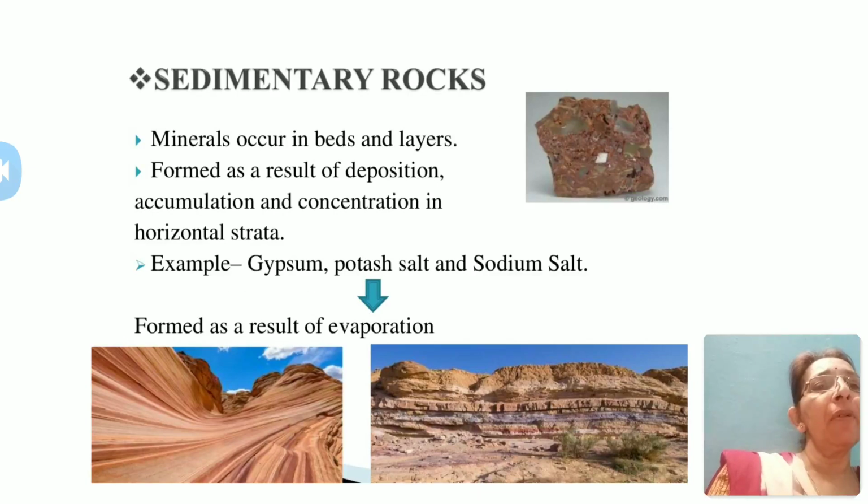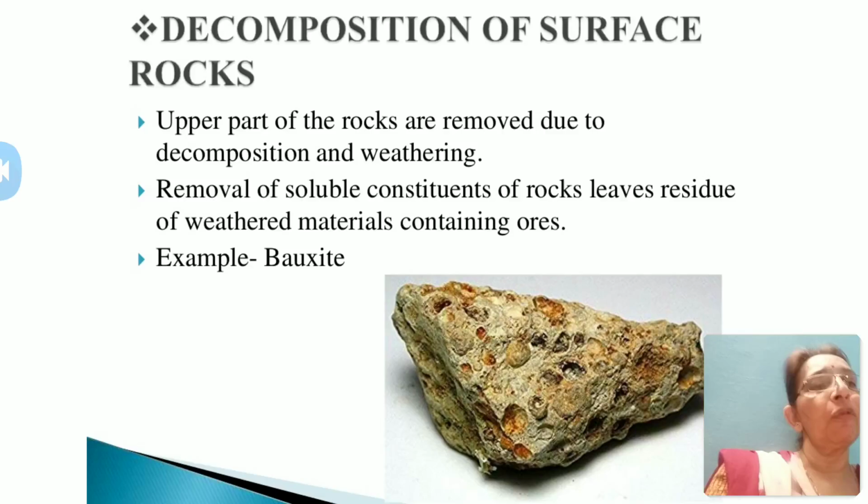Sedimentary rocks. Minerals have also been found in the sedimentary rocks. They occur in beds and layers. They are found as a result of deposition, accumulation and concentration in horizontal strata. Examples of these are gypsum, potash, sodium salt, and they have been formed as a result of evaporation.